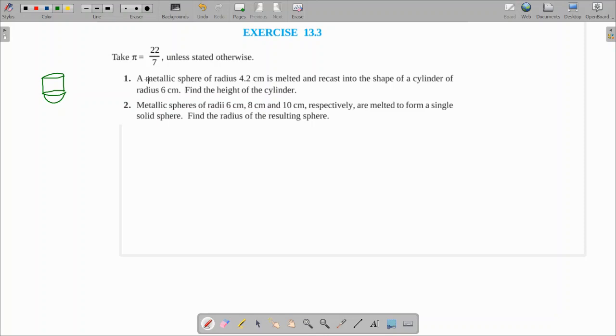Okay, the first question. A metallic sphere of radius 4.2 centimeter is melted and recast into the shape of a cylinder of radius 6 centimeter. Find the height of the cylinder. So let me first draw the diagram. There is a big sphere whose radius is 4.2 centimeter. This is melted and recast into a cylinder. We know the radius of the cylinder, that is 6 centimeter, but we do not know the height here. So we need to find out what the height is.